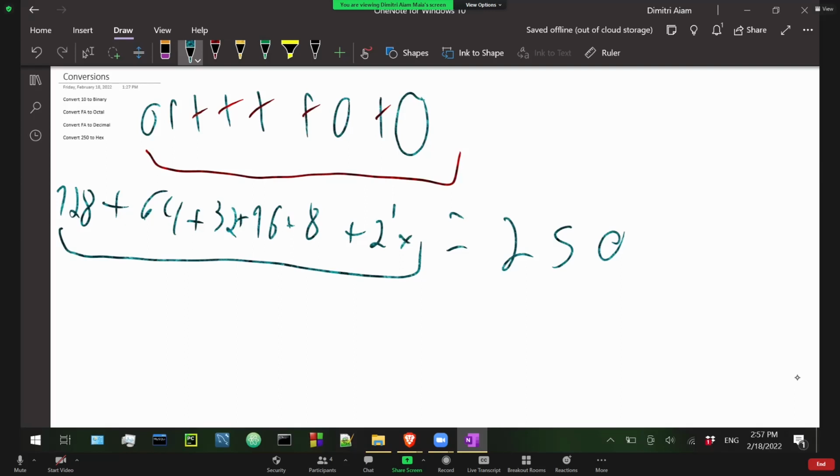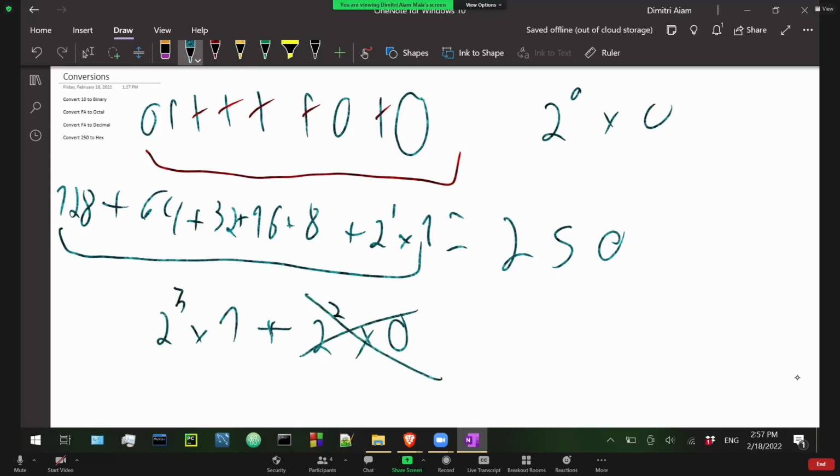So this actually means something like this. This times this over here is times 1. This 0 means 2 to the 0 times 0, this means 2 to the 2 times 0, and this over here means plus 2 to the 3 times 1. So that's why you count only the ones and ignore the others, because they're times 0. Okay. Got it.